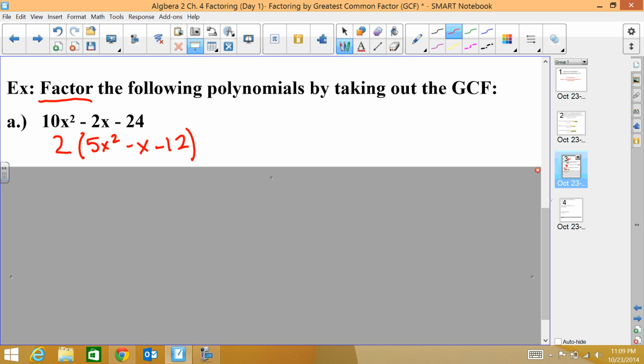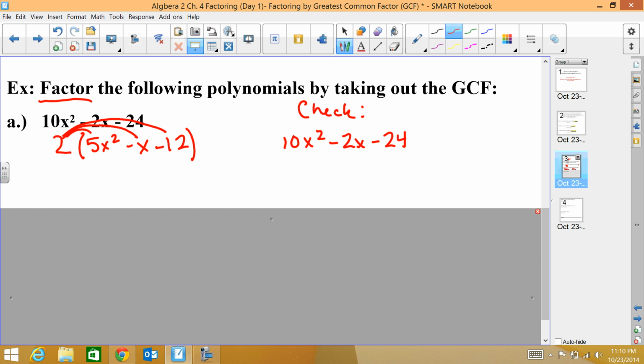Now you can check your answer by multiplying to see if, when I multiply these, I end up with this product. So if I was to distribute the 2, I would end up with 10x squared minus 2x minus 24 if I multiply all of these by 2. So I should end up with the same product at the end as what I started with. That is factoring. Factoring is going backwards.